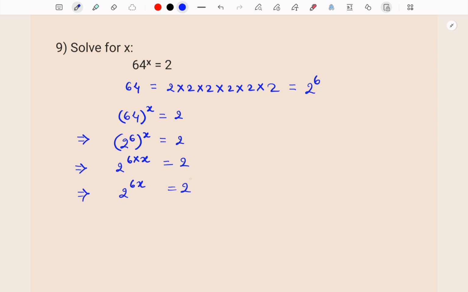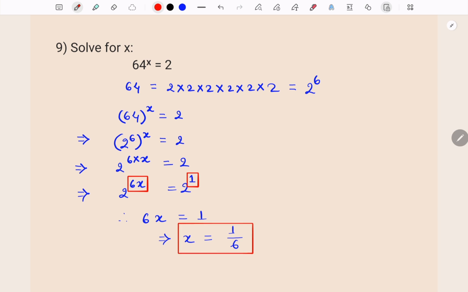Let's not forget that there is a power of 1 present here, right? Because 2 is actually 2 raised to the power of 1. Now, if you compare both sides of this equation, you can see clearly that this 6x should be equal to 1. So we will write 6x is equal to 1, and that would give us x is equal to 1 over 6, and that would be the solution of this equation.